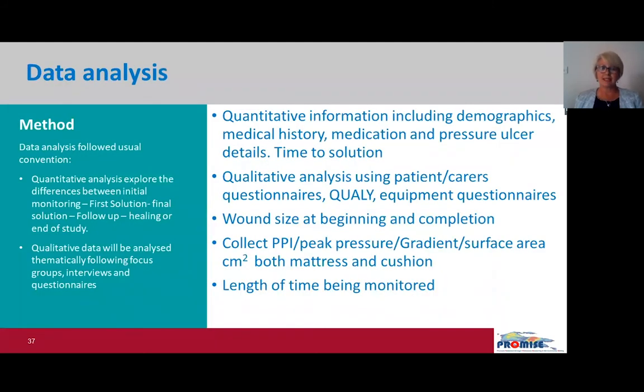We're using quantitative and qualitative analysis, looking at the demographics, medical history, medication, and pressure ulcer details, also the time it takes to find that solution. We're also looking at the qualitative analysis using pressure ulcer quality of life scores and equipment questionnaires, the wound size at the beginning and completion. We're collecting the peak pressure index, gradient, and surface area for both mattress and cushion, and monitoring, looking at the length of time that they're actually being monitored.